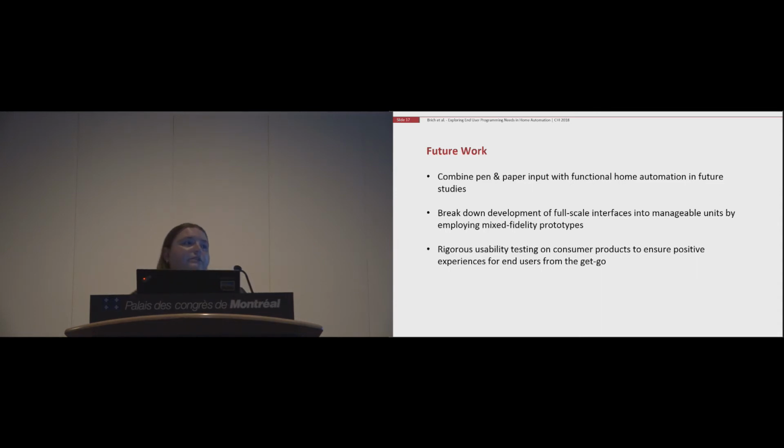That brings us to the ever-present question of what is next. As a next step, we recommend that researchers combine pen and paper input on one side to retain the creativeness of participants and to get them to adopt the notations and really make them their own, with functional home automation technology, just to expose them to the modeling or to the consequences of their modeling.